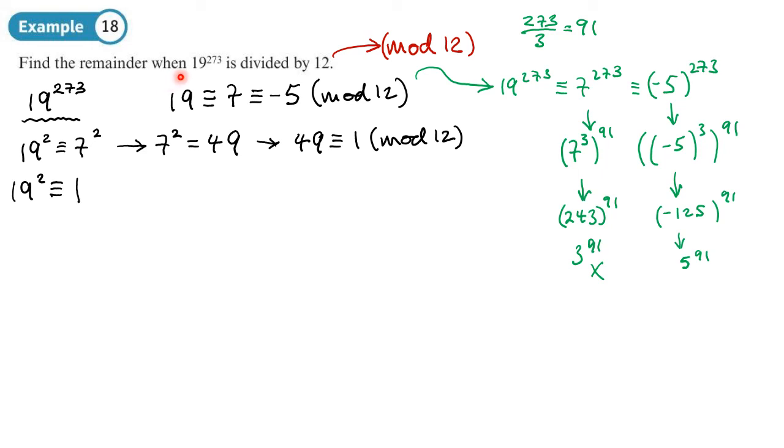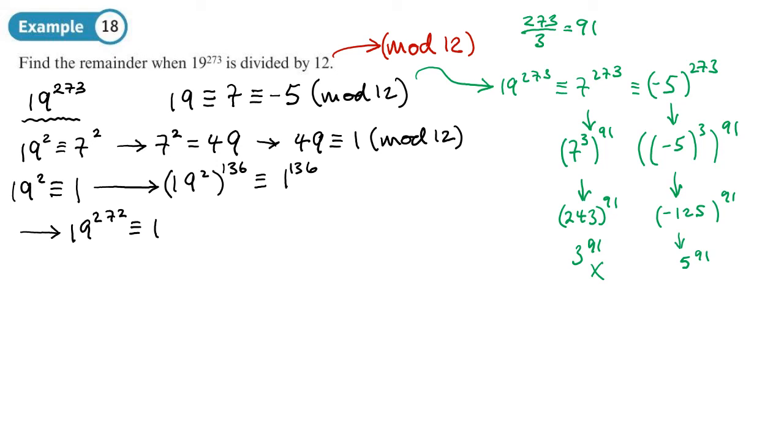Now we want to try and get up to the power 273. And we can't do that by raising each side to a whole number power. We can get to the power 272, because we've got an even power. So I could say 19 squared to the power of 136 is then congruent to 1 to the power of 136. So that tells us that 19 to the power 272 is congruent to 1.